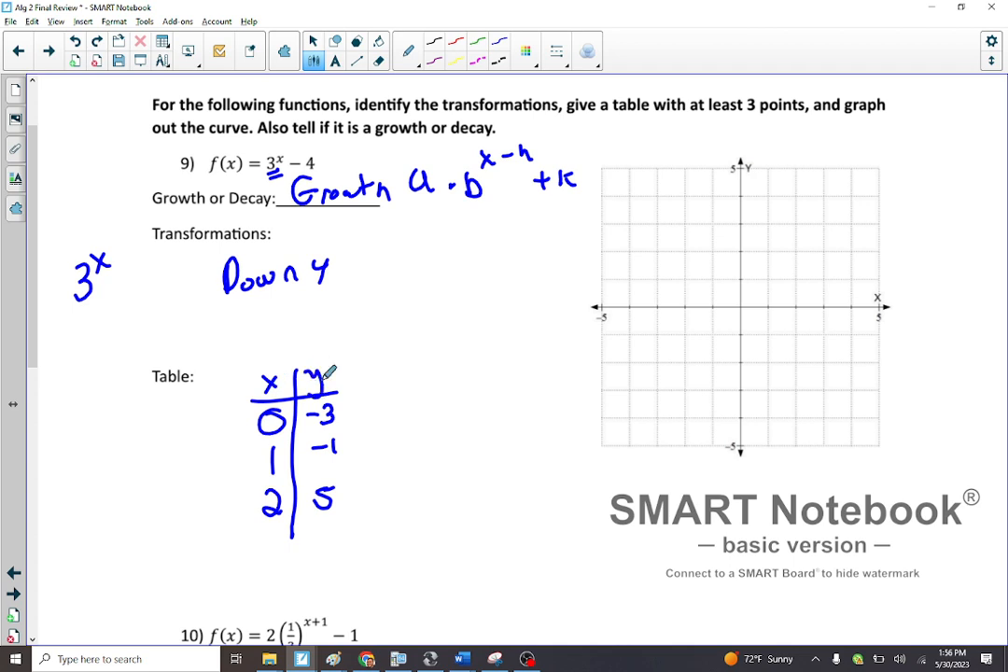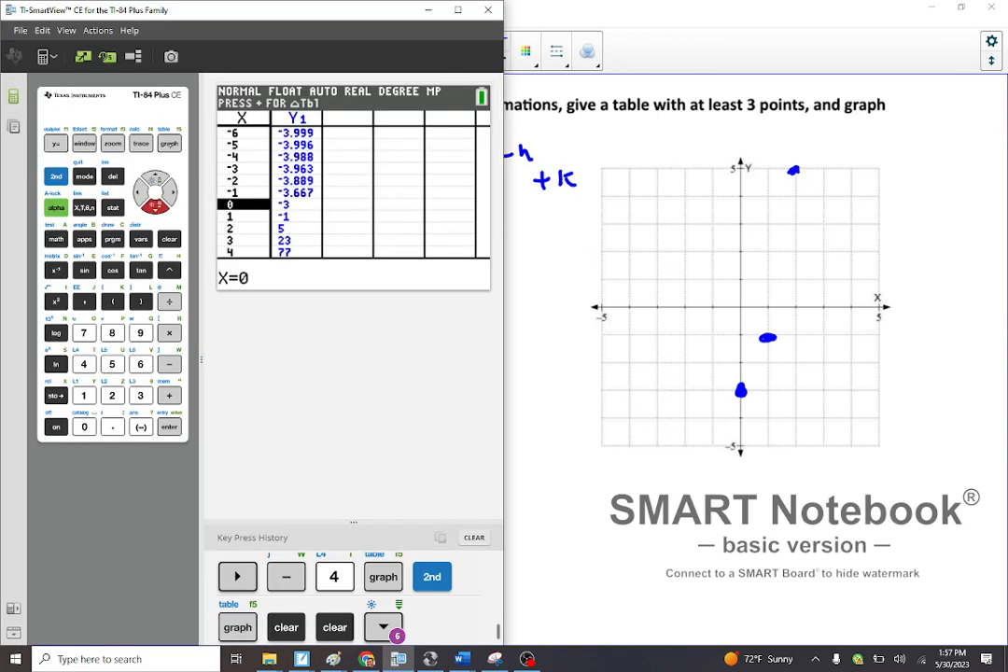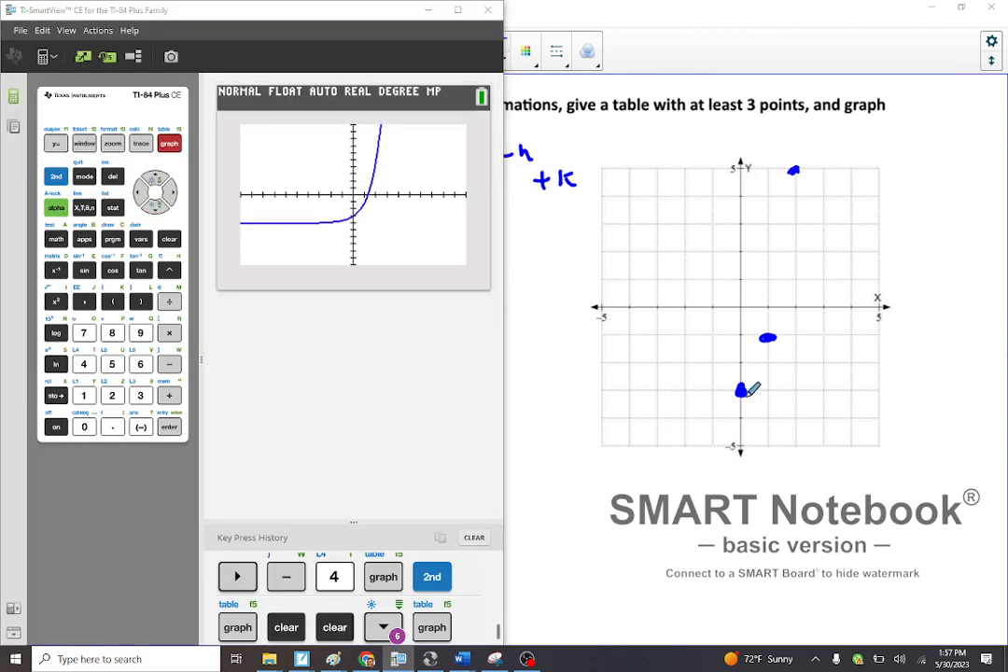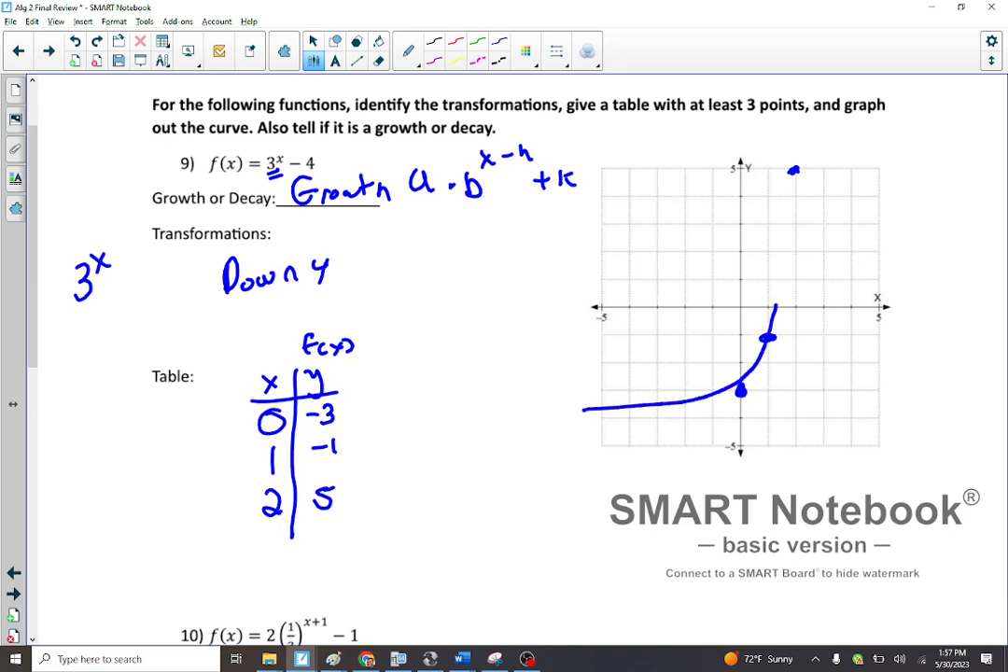That's my x, that's my y, or technically my f of x. So I do 0, comma, negative 3. 1, comma, negative 1. 2, comma, 5. And then I just follow the graph itself to help graph it as best as I can. It looks like a curve like that.